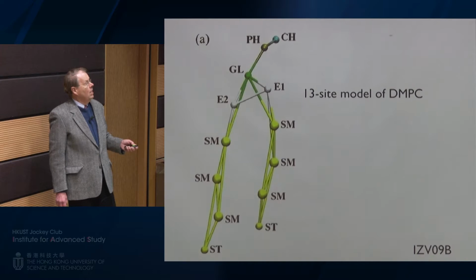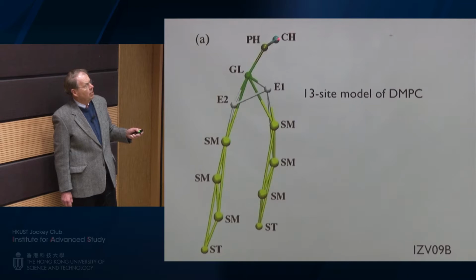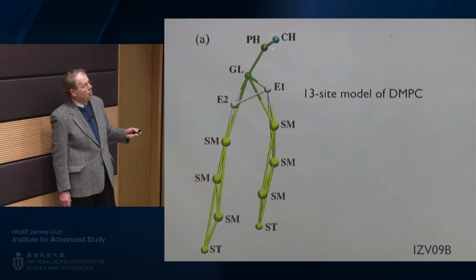What they developed was a 13-site model of DMPC. So here is the phospholipid. This is the charged head group for the nitrogen. This is the hard charged head group for the phosphate. So one's a positive, one's negative. There's no net charge, but it wants to be in water.